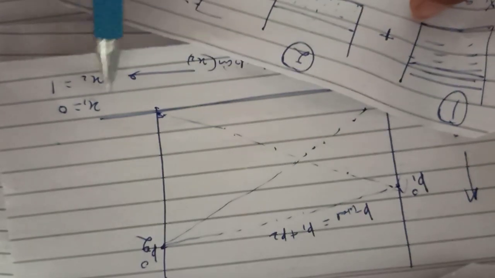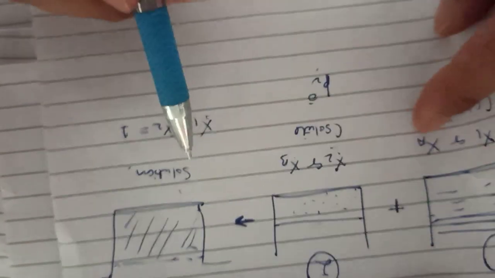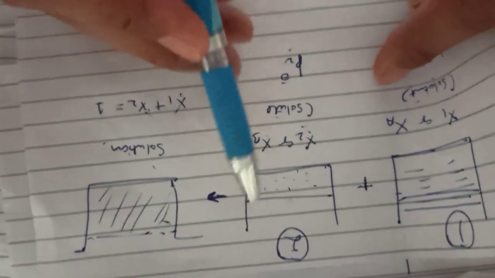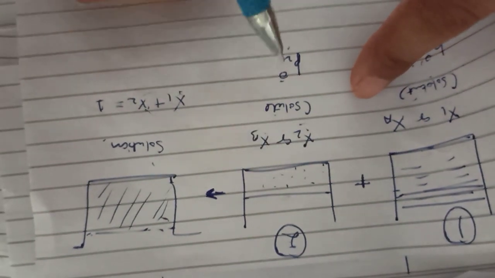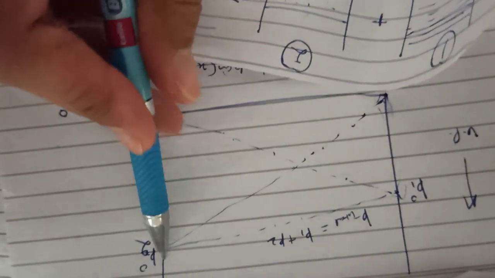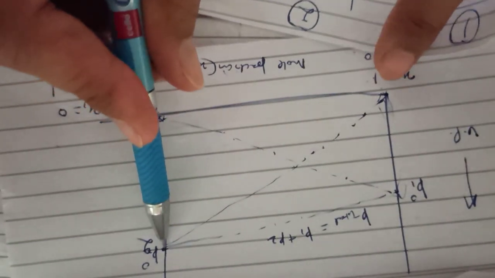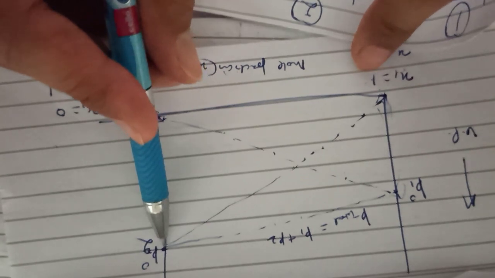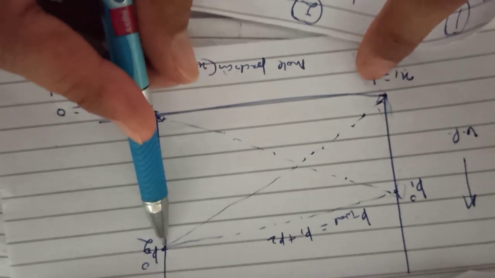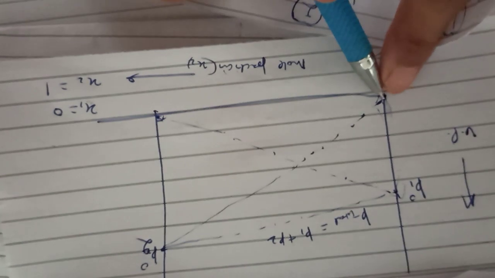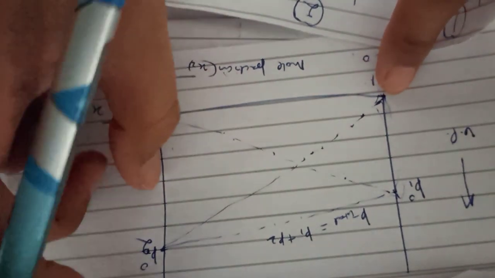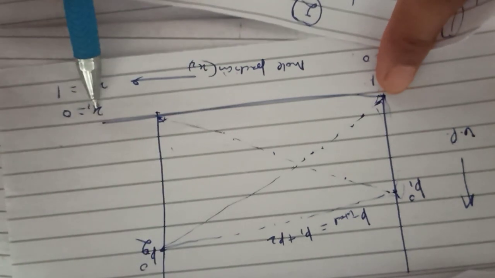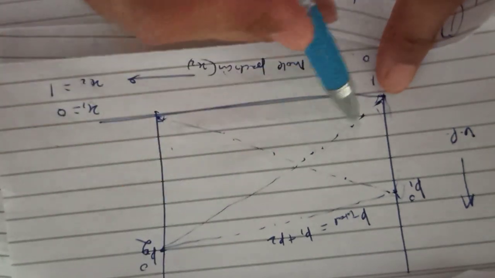Since only the solute is there, the vapor pressure of the solute will be P2 naught. Okay, so this is the P2 naught, and the vapor pressure due to component 1, the solvent, will be equal to 0. You see, due to x2 this is P2, from here to here is P2, but due to x1 it is 0, so this is it.